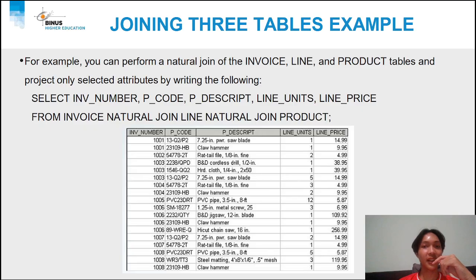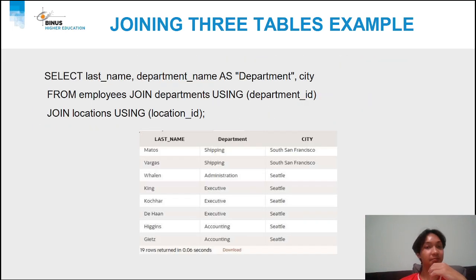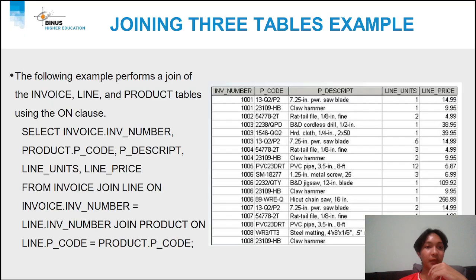And an example again. In here like joining three tables example. For example, you can perform a natural join of the invoice, line, and product tables and project only selected attributes, following like this code: select inv number, p code, and p descript. As you can read in this example.